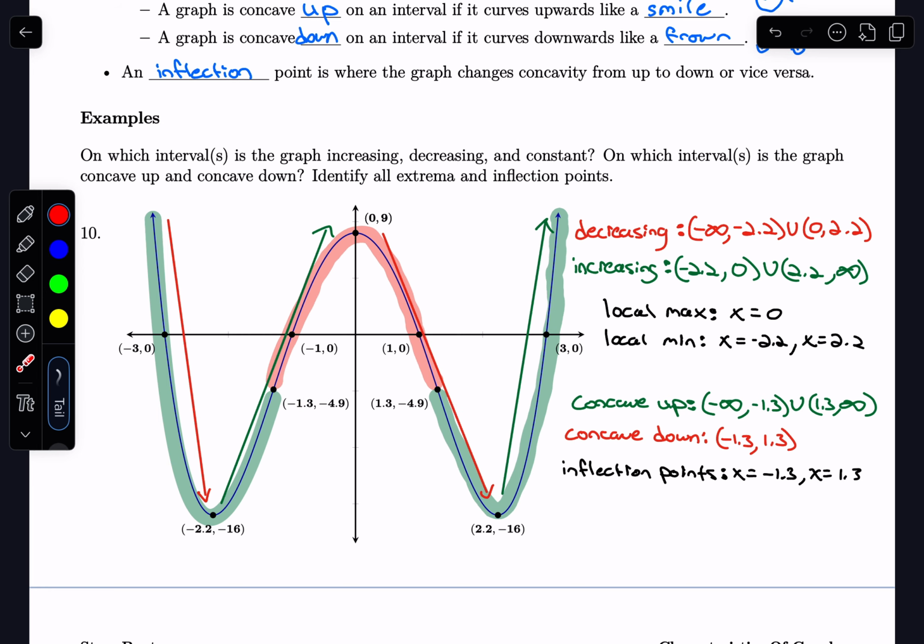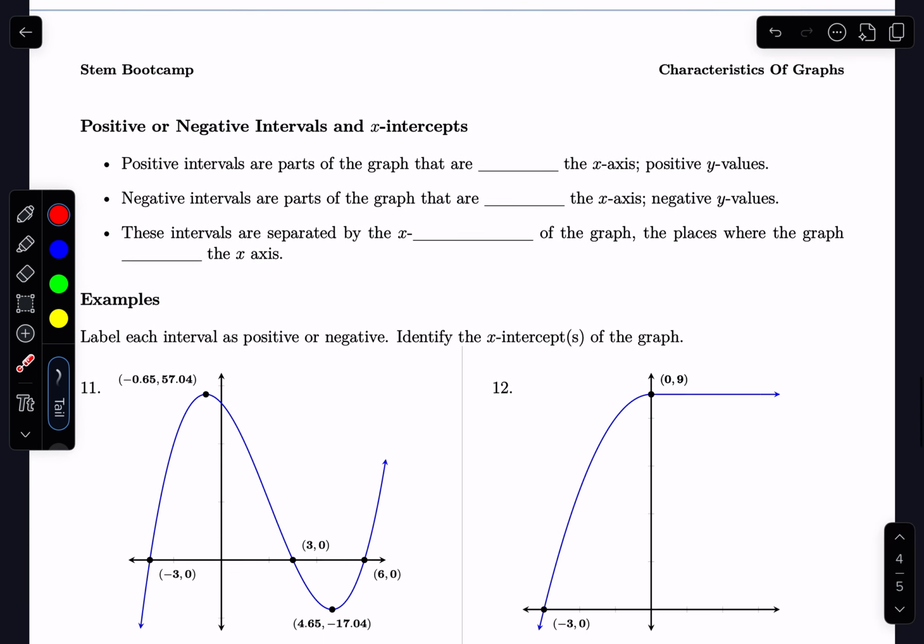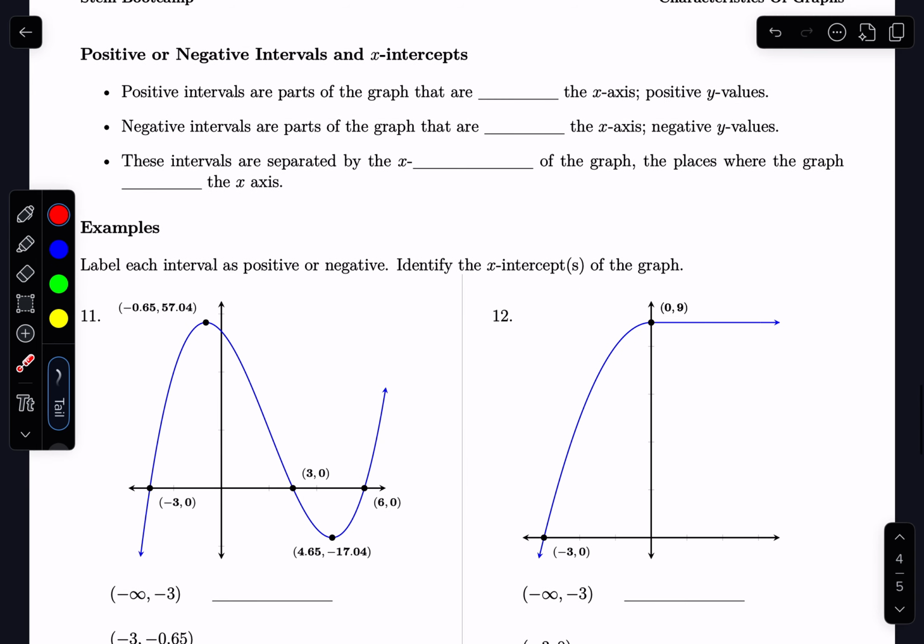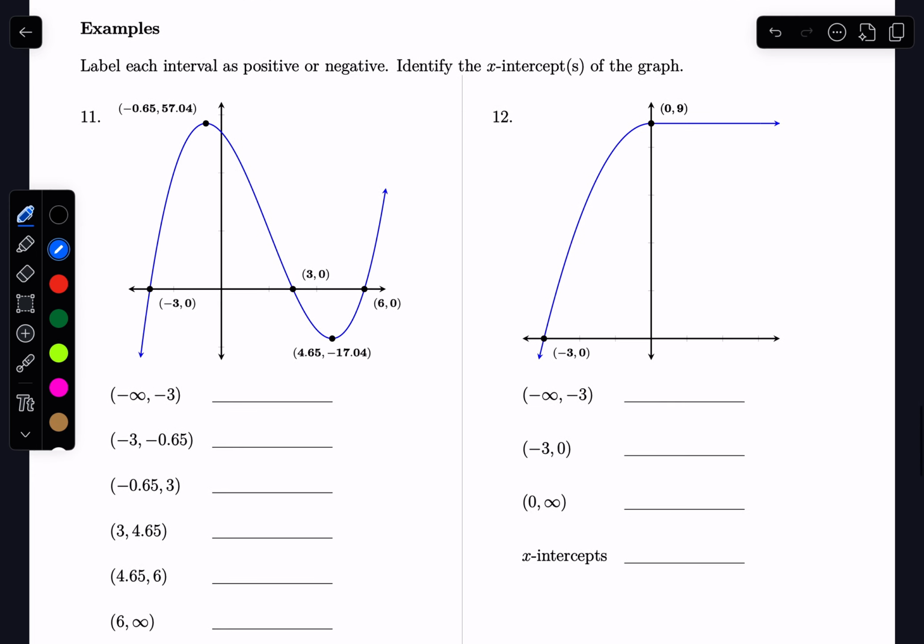All right, now let's go ahead and talk about positive and negative intervals. A positive interval is the part of the graph where it is above the x-axis, meaning the y value is positive. And a negative interval is the parts of the graph that are below the x-axis, meaning negative y values. These intervals are separated by the x-intercepts of the graph, which are the places where the graph touches the x-axis. So all we have to do is check, are we above or below the x-axis over here? For each of these intervals, we're going to label them as positive or negative, and then we're going to identify the x-intercepts of the graph.